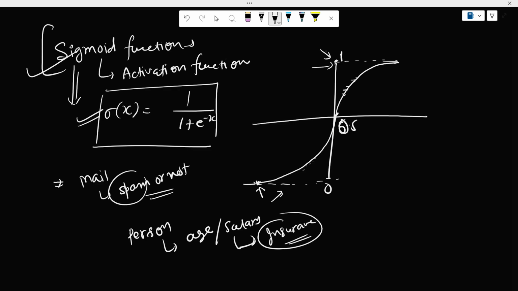In the next video, we are going to see the significance of the sigmoid function in machine learning models.